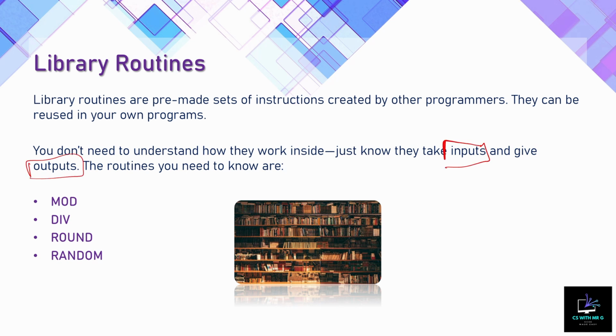So these routines are useful when we give them data, because they will do something with it and then give it back to us after doing something in particular with this data. So these 4 we've mentioned: mod, div, round, and random. You might recognize mod and div from Unit 7, but we'll go over them specifically in Python so we can see how we use them in a programming language.